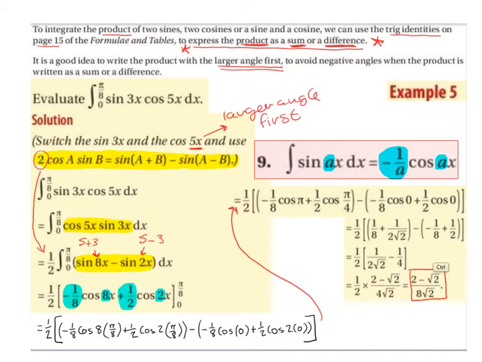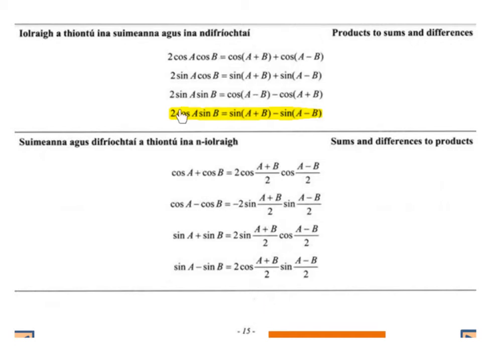Okay, so now we're going to sub in our limits. We take what's inside the bracket and sub in pi over 8 in place of all the x's. And then we have a minus. And then again we take what's inside the bracket and sub in a 0 in place of all the x's. And the half again is still in front. Okay, and then we can see we've multiplied out our brackets and simplified, and we end up with 2 minus root 2 over 8 root 2. So this is page 15, and this is the identity that we used in the example.